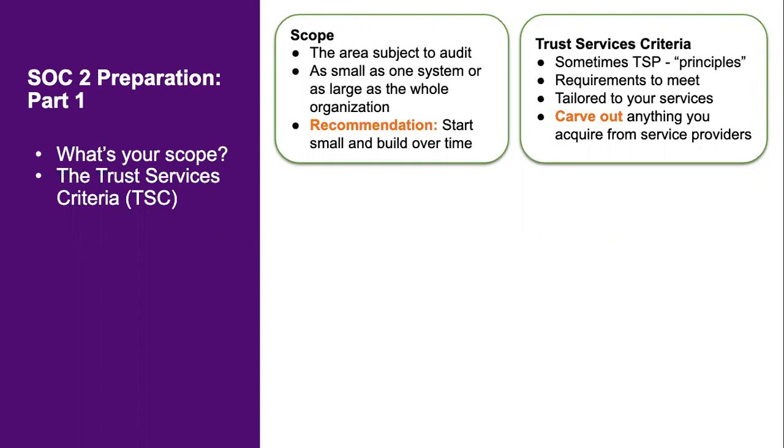Other key thing here, kind of scary sounding term, but carving out anything that you acquire from your service providers. What does that mean? Basically, if you're using AWS to host your production environment, Amazon is the one that's on the hook to provide physical security for their data centers. Those requirements are carved out of your responsibility. And when your auditors review your control program, they are going to refer to Amazon's SOC 2 to see how those particular controls are being satisfied.